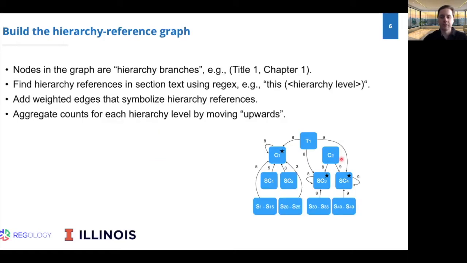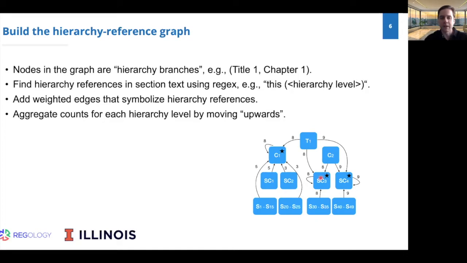The first step of our method is to build the hierarchy reference graph. For this, we start by finding all the nodes in the graph, which we call hierarchy branches. For example, this node would be described as Title 1, Chapter 1. This node would be described as Title 1, Chapter 2, Subchapter 3. And it is basically the path you have to travel along this tree to get to the node under consideration.